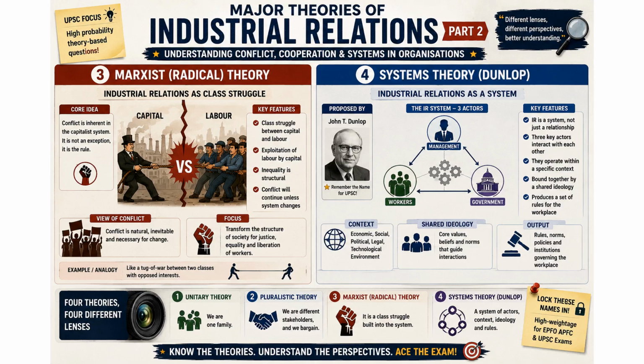Dunlop described industrial relations as a system made up of 3 actors: management, workers, and government, operating within a certain context and bound together by a shared ideology. The output of this whole system is the set of rules that govern the workplace. 4 theories, 4 different lenses: Unitary, Pluralist, Marxist, and Dunlop's systems theory. Make sure these names are locked in.